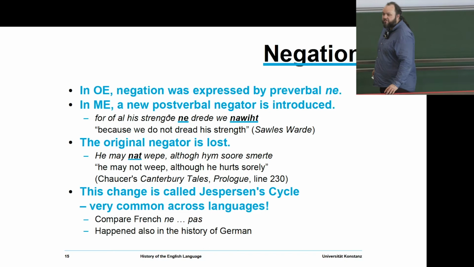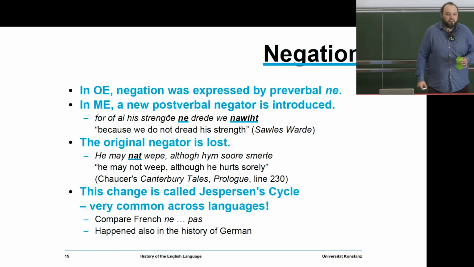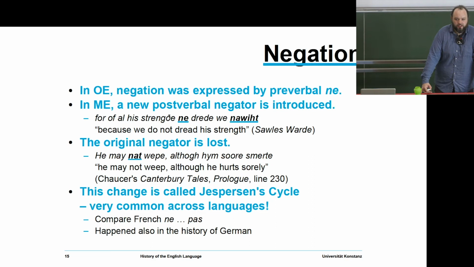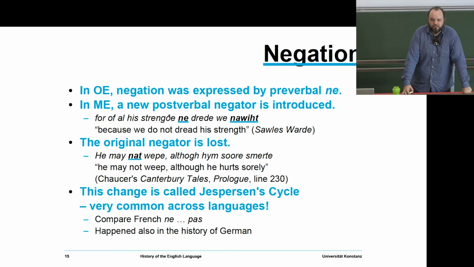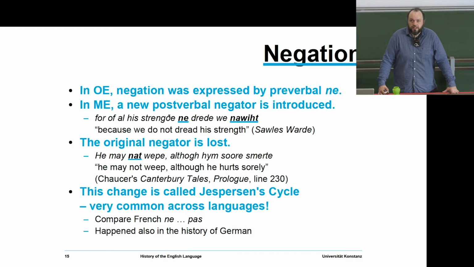So the major change to the history of negation in English is this one, and it happens during the Middle English period. This change is special enough to have a name of its own. It's called Jespersen's cycle, after the Danish linguist Otto Jespersen. And Otto Jespersen observed this change, interestingly, not only in English, but also in the history of many, many other languages as well. So it happens in French, it happens in German, it happens in languages all over Europe, but not only in Europe, it happens also in places in Berber, in non-Indo-European languages such as Estonian, and so on and so forth.